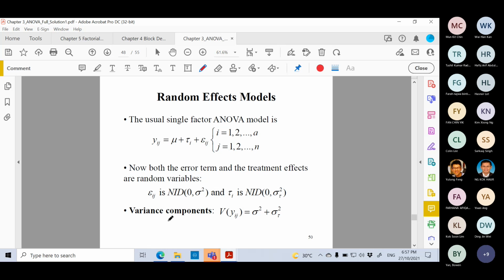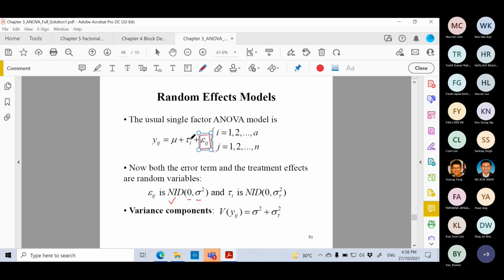So under the random effect model, the model is a bit different from the previous one. For the fixed effect, this is the model. For the random effect, this one is also a model. But if you recall the fixed effect model, I only have a random part, which has a certain distribution. The epsilon ij follows the normal with mean 0 and variance sigma square. You have only this. But because now we are studying the random effect model, the tau i is no longer a constant. If you study a fixed effect model, tau 1, tau 2, tau 3, tau 4 are already fixed. Therefore, they are fixed numbers.